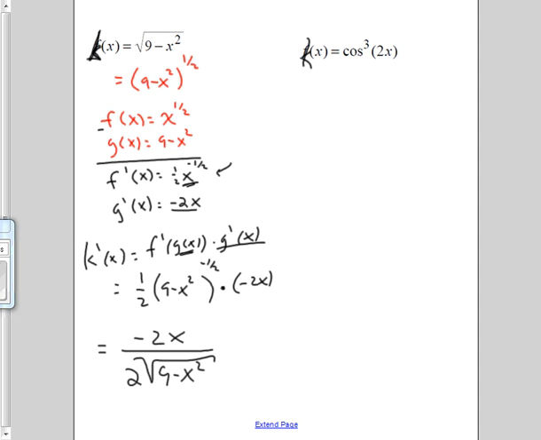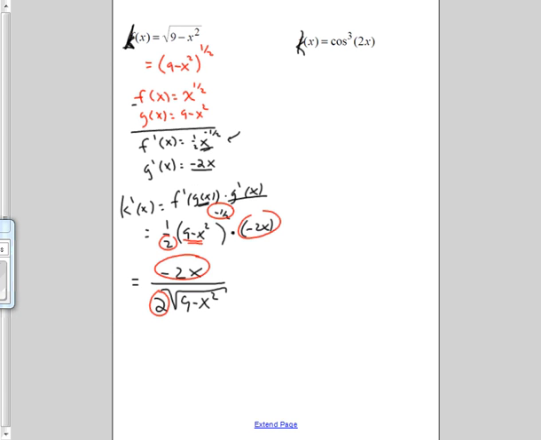Well, how did that just simplify? The minus 2x, the 2 and 2 cancel. And then the 9 minus x squared is raised to the negative 1/2. So that's the same thing as flipping it. The negative flips it over into the denominator, and the 1/2 makes it a square root. And so that then simplifies to negative x over root 9 minus x squared.